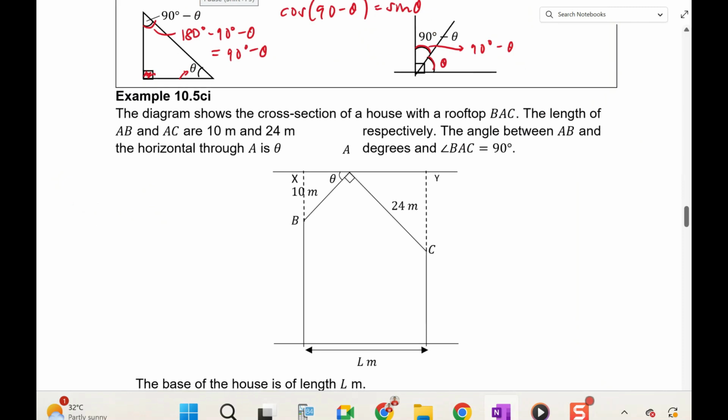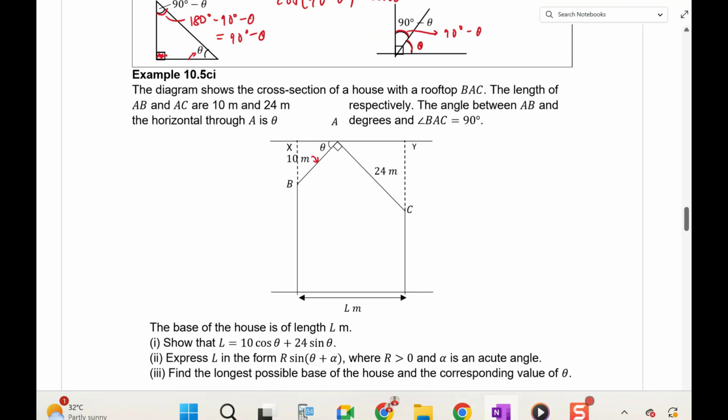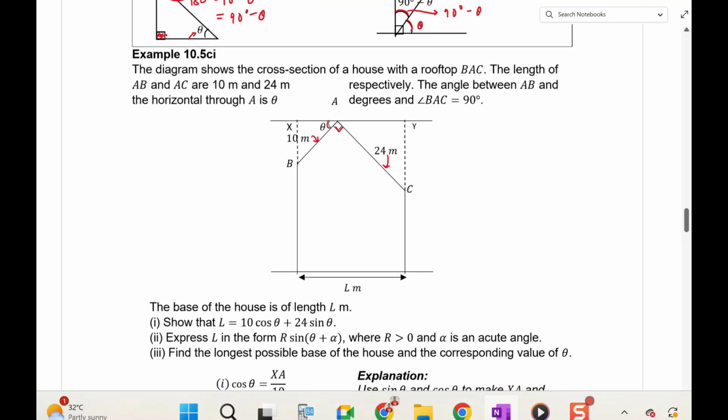The diagram shows the cross-section of a house with a rooftop BAC. The length of AB and AC are 10 meters. AB is 10 meters here, and AC is 24 meters here. The angle between AB and the horizontal through A is theta, which is right here, and angle BAC equals 90 degrees. So this right angle here. The base of the house is of length L meters. Part 1, show that L equals this equation.